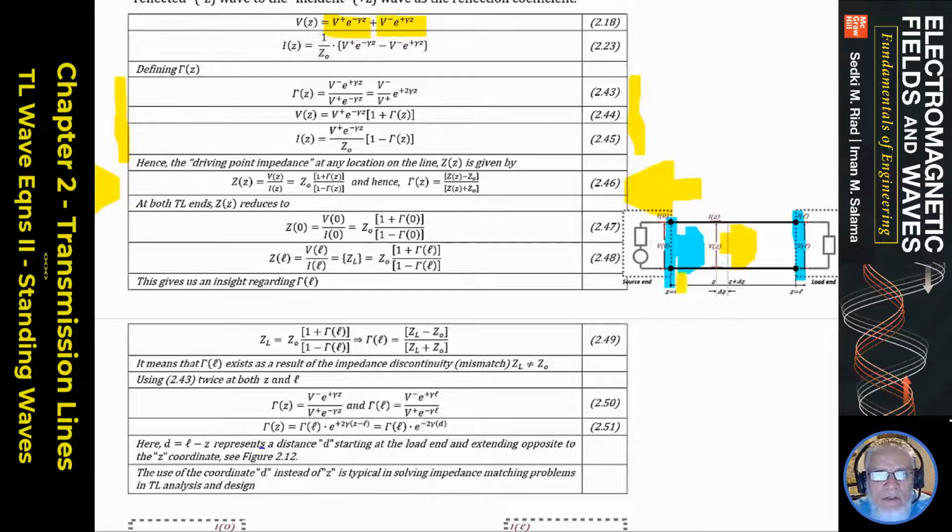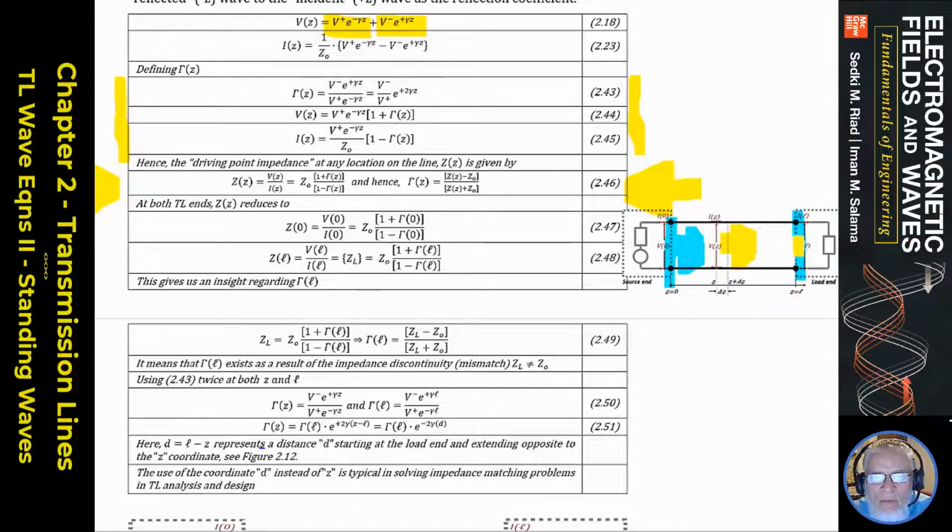To get the constants of a differential equation, we need boundary conditions. Well, where are the boundaries? Here's one boundary, here's another boundary. That's a line, that's a solution. We have one boundary as the interface between the source and the line, and the interface between the load and the line. So these are the two boundaries here. And if we use these two boundaries, we can get the knowledge that we need about the V plus and V minus. And that's exactly what we've done here.